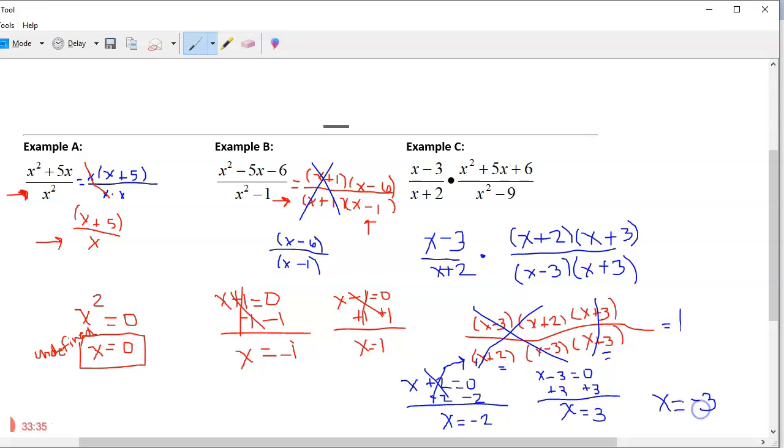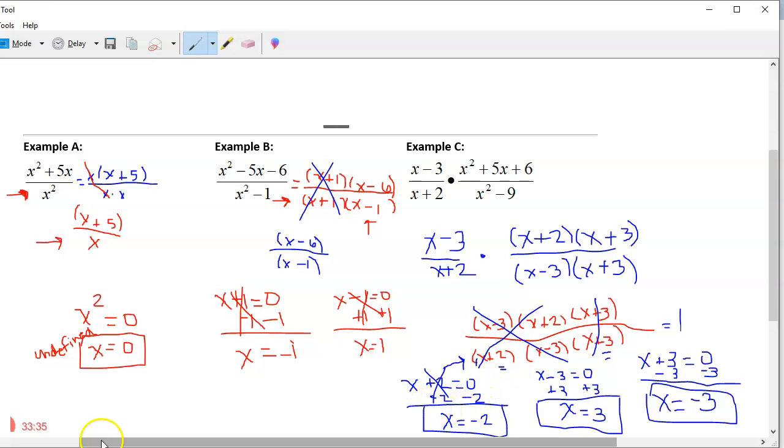If you need to do the work and set each factor equal to 0 and solve for x, by all means, do that work so you know where the undefined values are coming from. They come from the factors of the denominator. We're just solving for x using the factors of the denominator. That's telling us where all of our zeros are. So for this expression, the undefined values are x equals 3, x equals -3, and x equals -2.